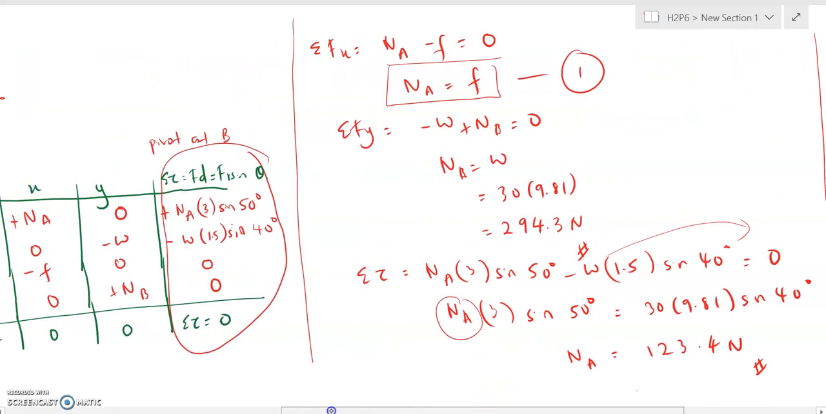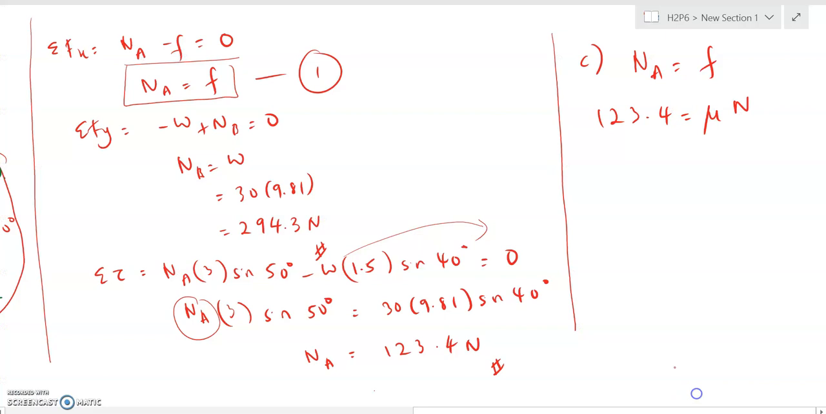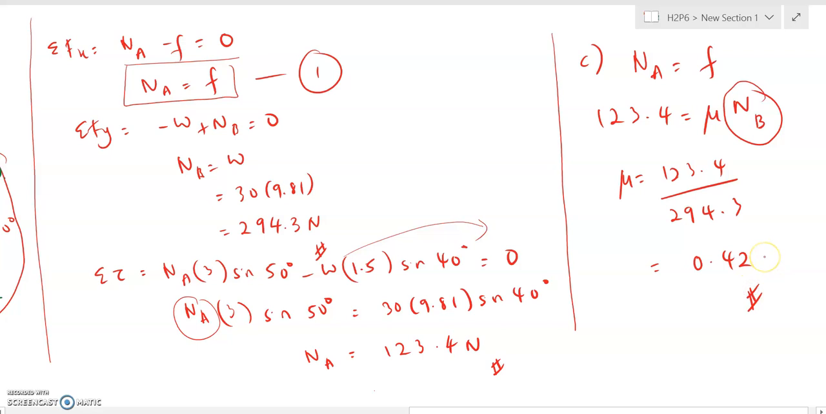The friction happens at B, so N here refers to NB, not NA. Formula, yes, NA equals friction, but the original friction formula is mu N, and N refers to where the friction sits. Your friction was at point B. So my mu equals 123.4 divided by NB, 294.3, so your answer will be 0.42. No unit, because this is a coefficient. Alright.